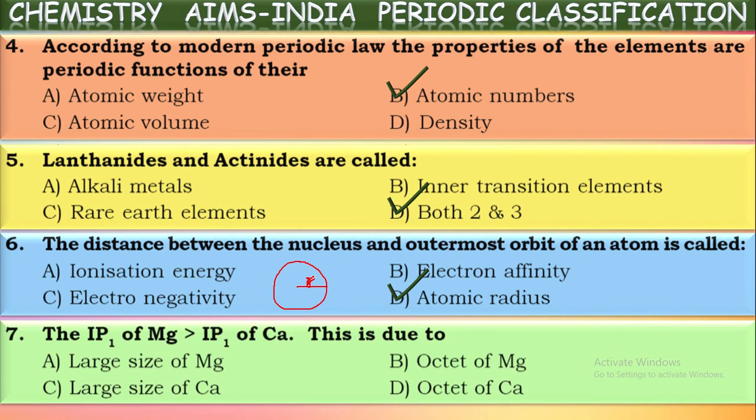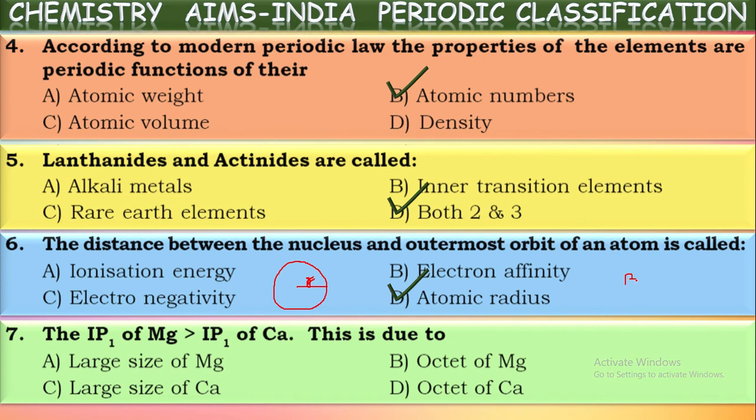Next one, the IP1 value of magnesium is greater than that of calcium. This is due to what? What is the reason for having higher IP value for magnesium than that of calcium? What is the relation between these two elements? First, we know these two elements are there in the same group. What is that group? Magnesium and calcium both belong to the second group.